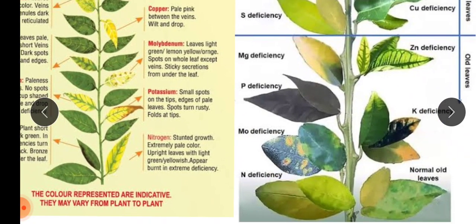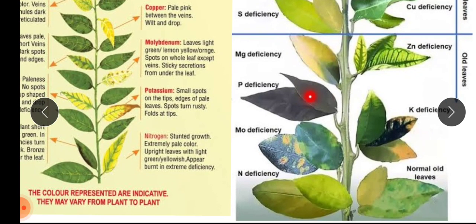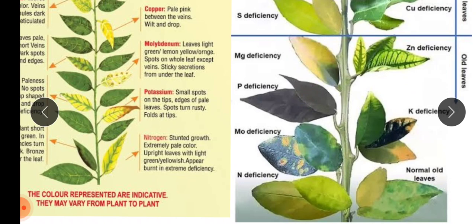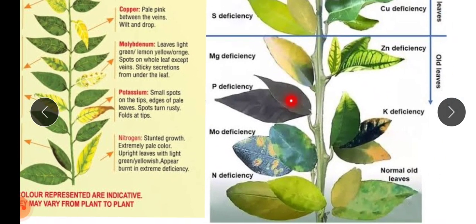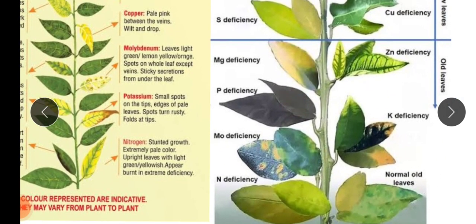After nitrogen, we discuss the second important one, that is phosphorus. Phosphorus deficiency: in that, the lower leaves of the plant show stunted growth, a poor root system, and brown color of older leaves. This brown color of older leaves is what we observe.